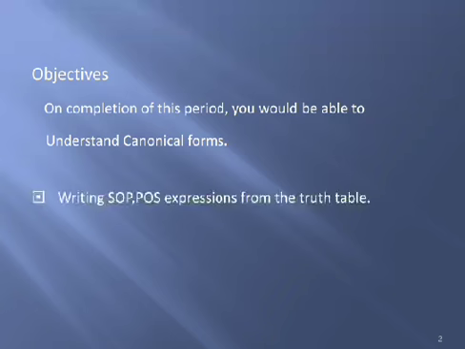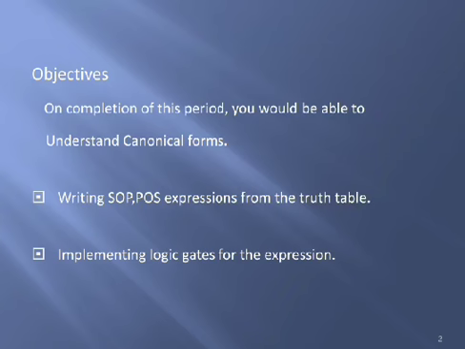So the main objective of this lecture is to understand the different types of canonical forms. There are two different types of canonical forms: sum of products and product of sums expressions, SOP and POS expressions from the truth table, and writing the SOP and POS forms with the help of truth table, and also implementing the logic gates for the given expression.